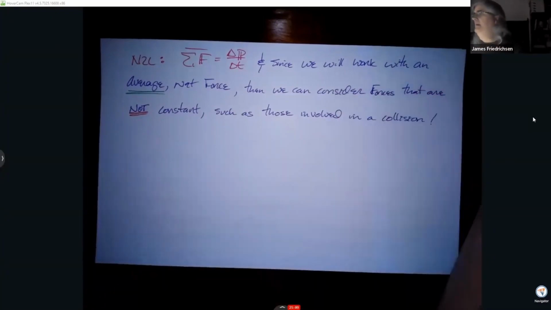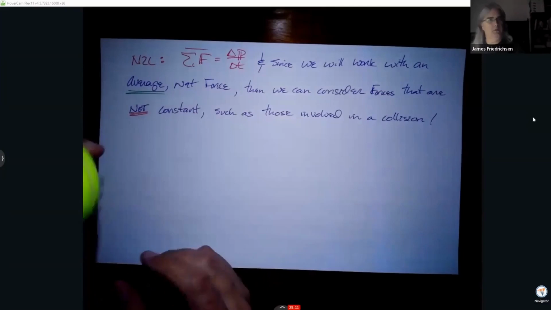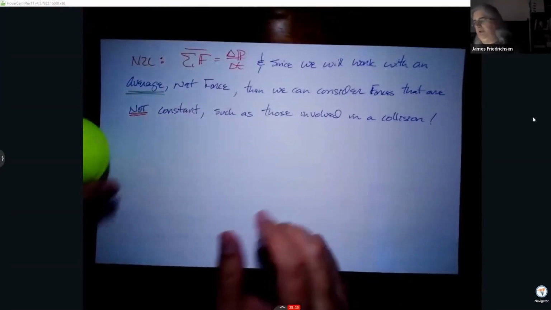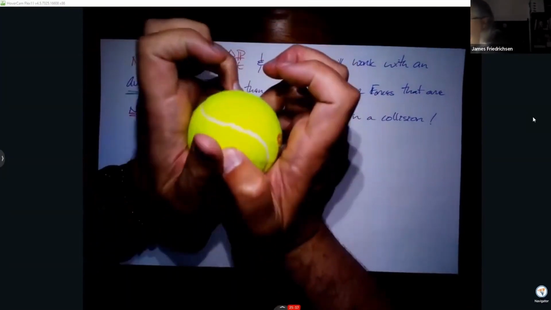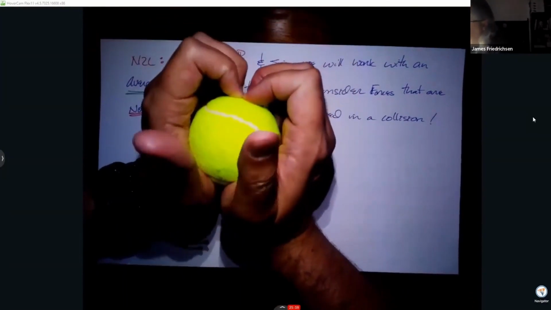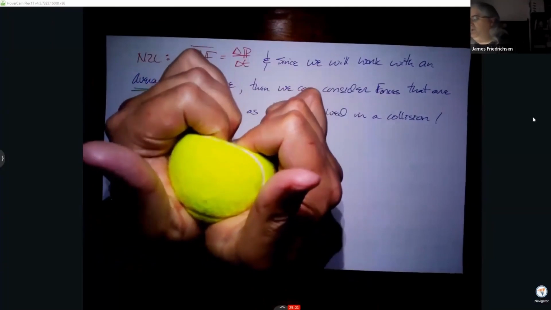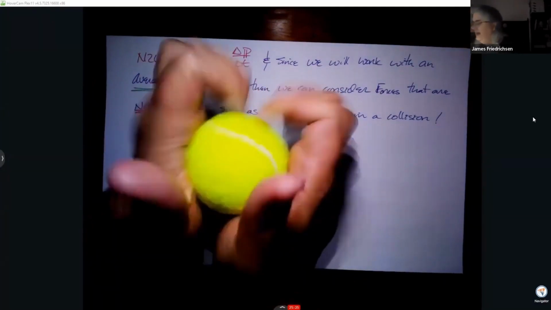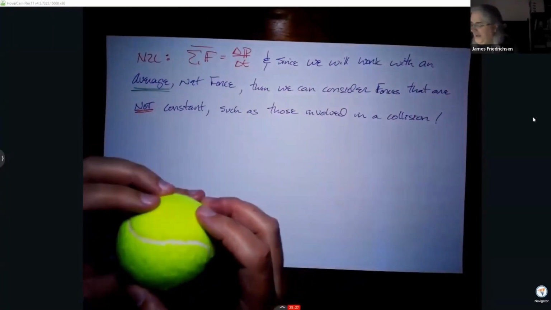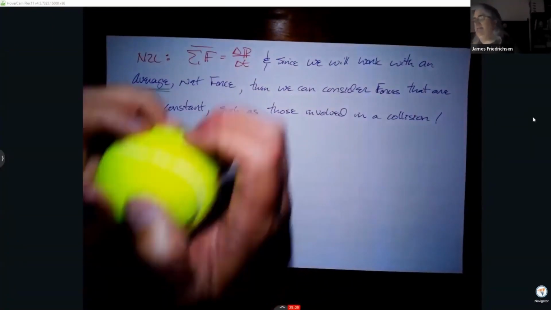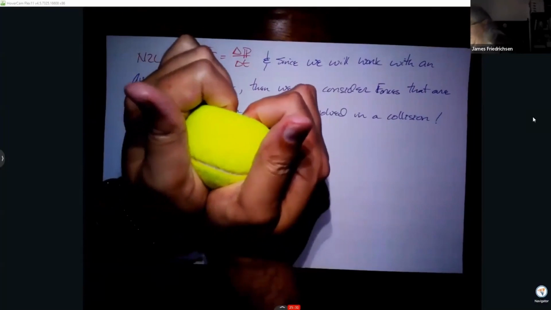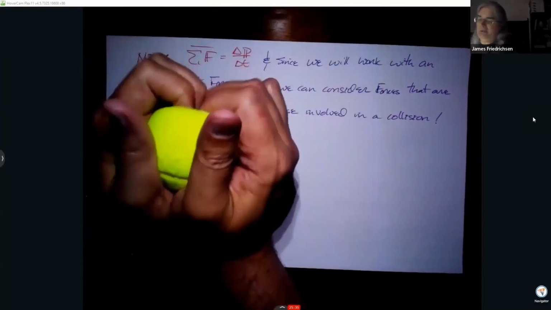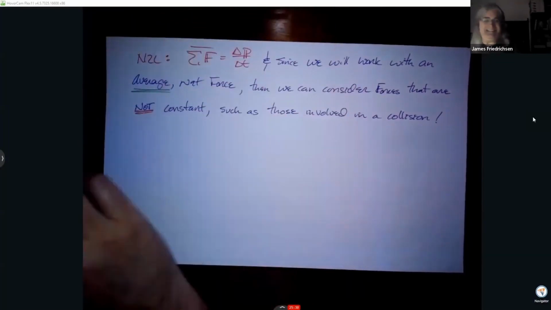And so if we try to look at collisions, like when the ball hits the table, then the ball is going to come down and contact the table, and then it's going to create a compression on the ball, and then it's going to uncompress and rebound back up off the table. And so then our force goes from little to big to little. And so the force between the ball and the table is definitely not constant.